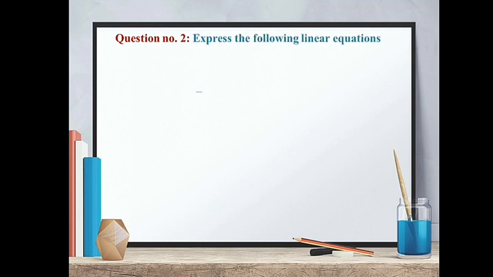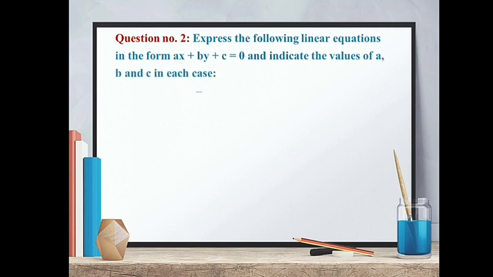Then the next question number 2. Express the following linear equations in the form ax plus by plus c equals to 0 and indicate the values of a, b and c in each cases. So the questions are given below here, and this questions means this linear equations we have to represent in the form of ax plus by plus c equals to 0, and then we have to indicate the values of a, b and c. So let's start with the first question.